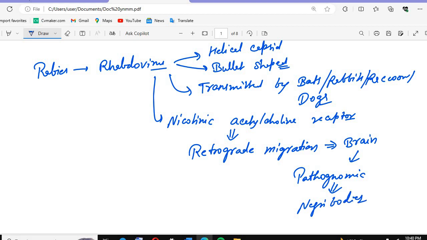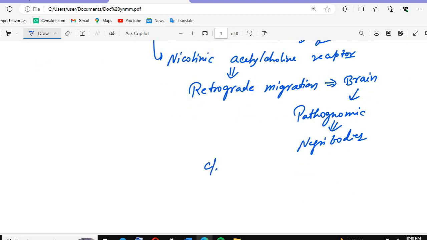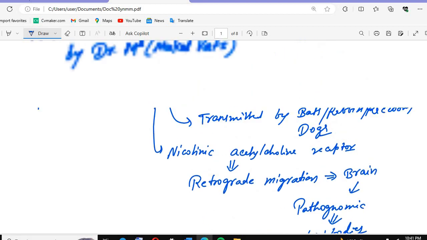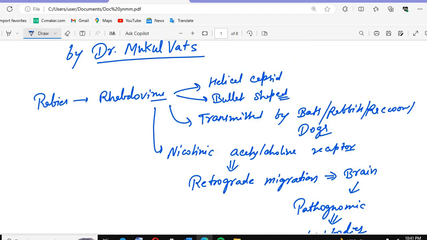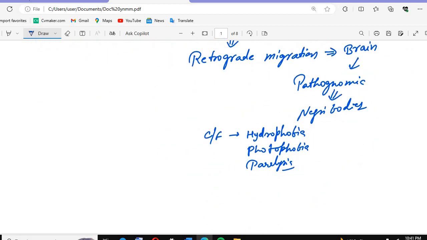Can you tell me other clinical features that we see in rabies? Yes, these patients will have hydrophobia, photophobia, and there can also be paralysis. These things we already discussed in our surgery classes. Rhabdovirus, bullet shape, transmitted by bats. The thing that we did not study is the prophylaxis.